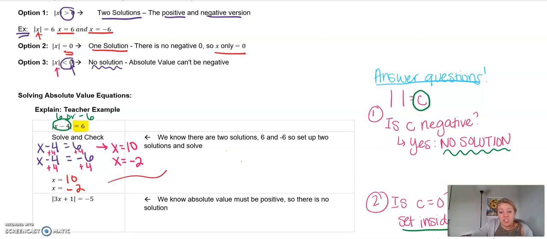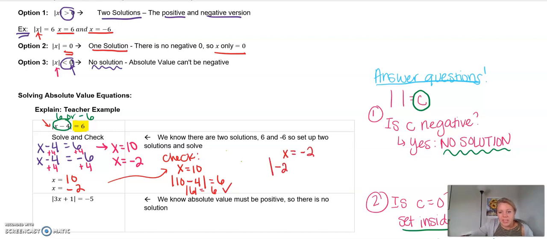So if you want, let's just check and see why this works. When I check, I just use my original equation. So when I'm checking x equals 10, I'm going to plug in x equals 10. So I have absolute value of 10 minus 4 equals 6. Well, 10 minus 4 is 6, so is the absolute value equal to 6? Yes, it is.